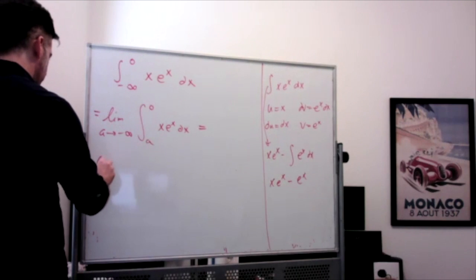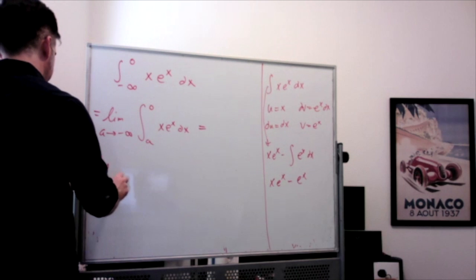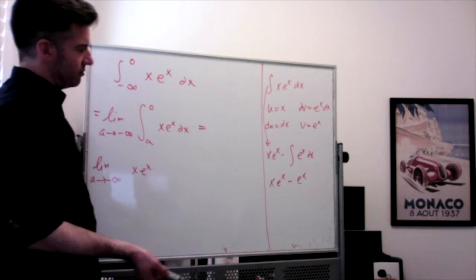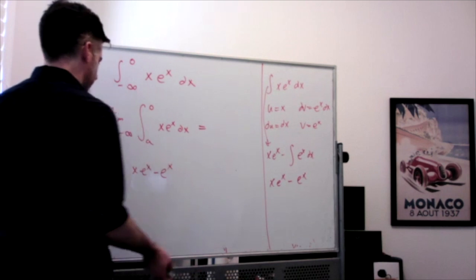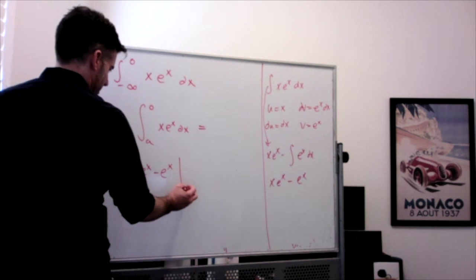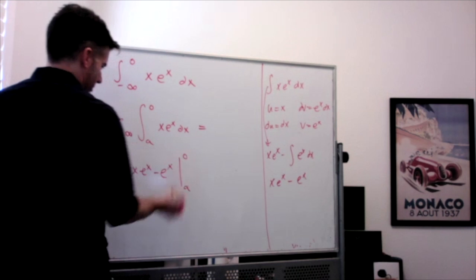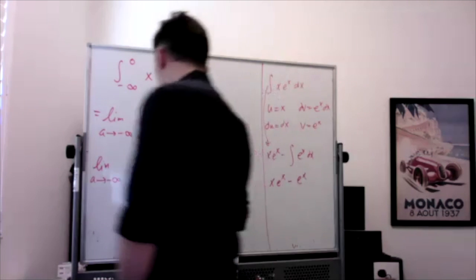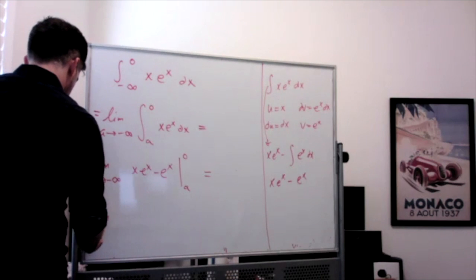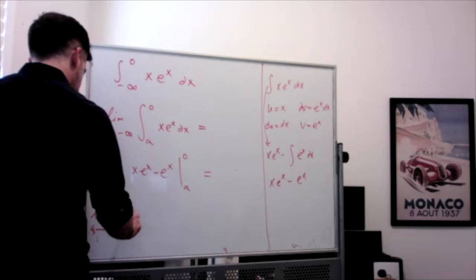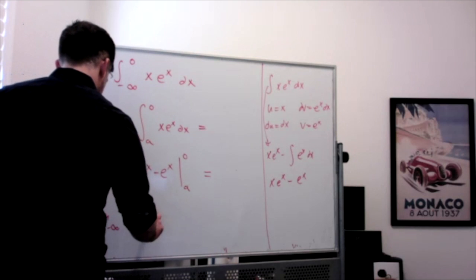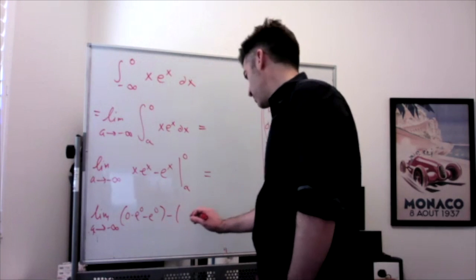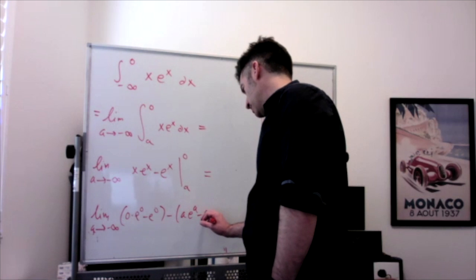I've got the limit as a goes to minus infinity of x e to the x minus e to the x from a to 0. I forgot there's a way to do this one that kind of works out fine. So let's plug in our limits of integration. This is going to be the limit as a goes to minus infinity of 0 times e to the 0 minus e to the 0, that's minus 1, minus a e to the a minus e to the a.